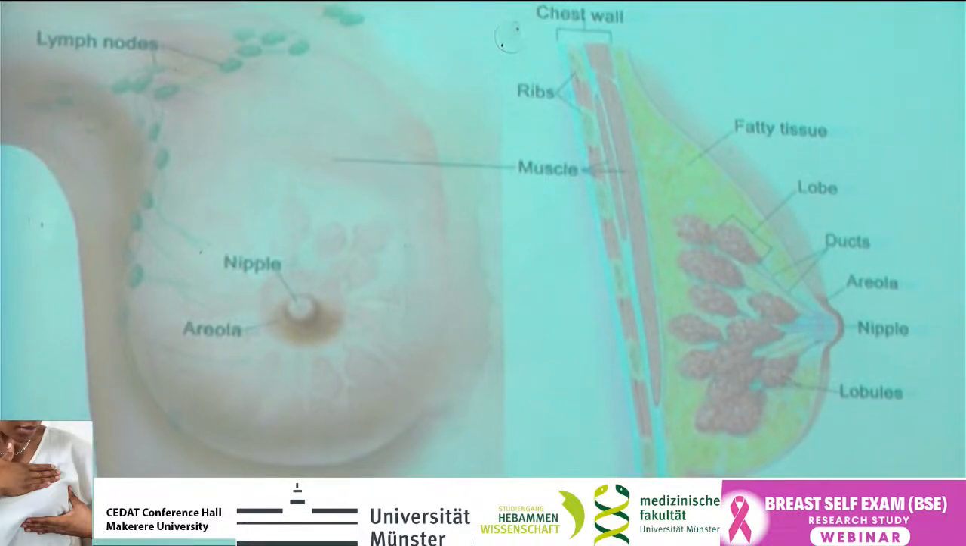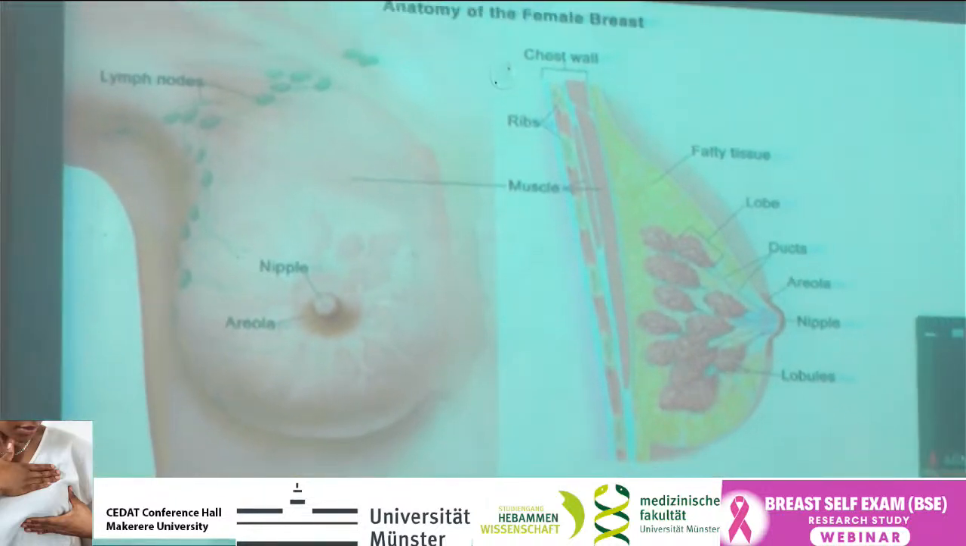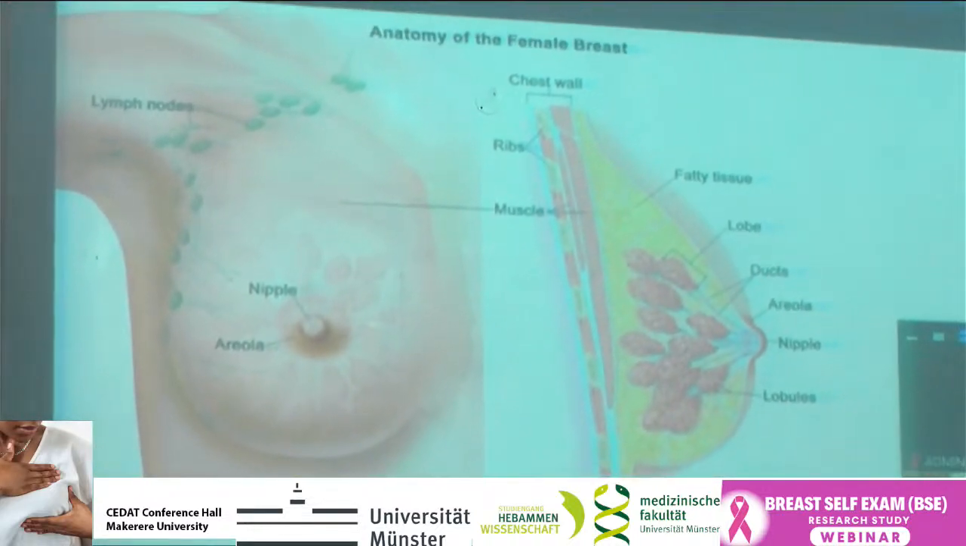So you can see it is composed of fatty tissue. It has a lobe or lobes or lobules. Then we have the areola and the nipple as the external part.